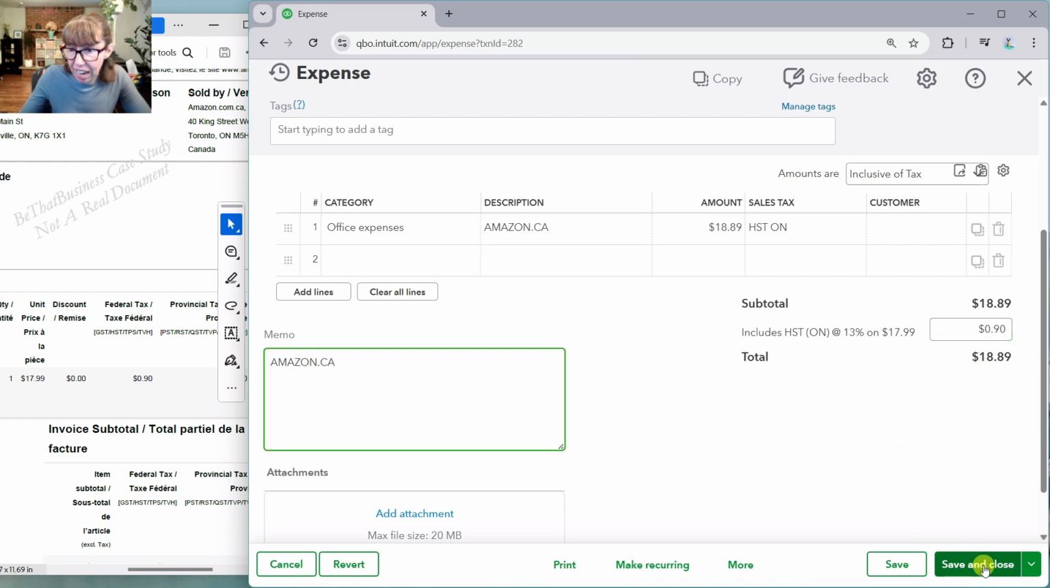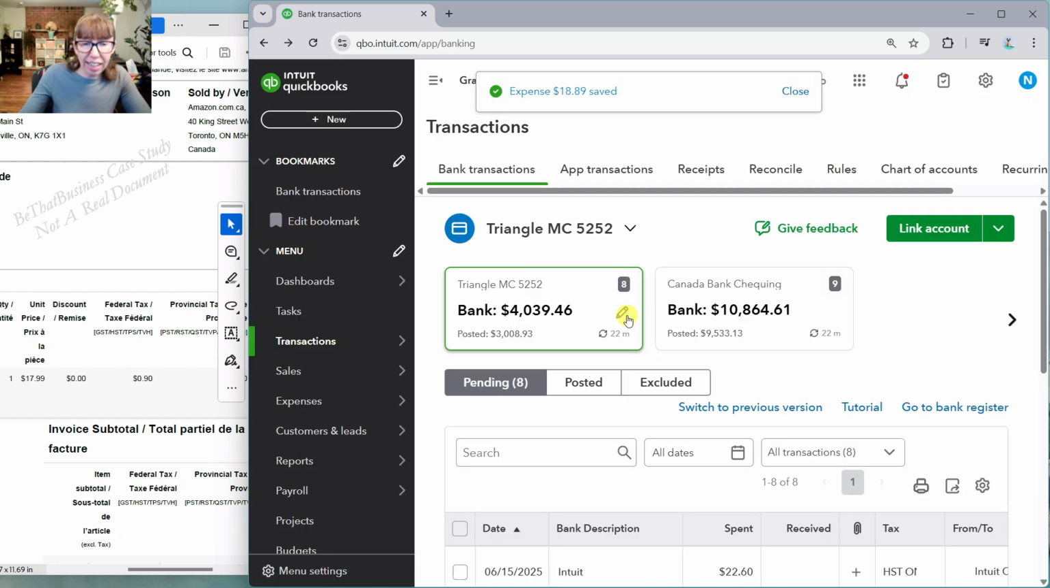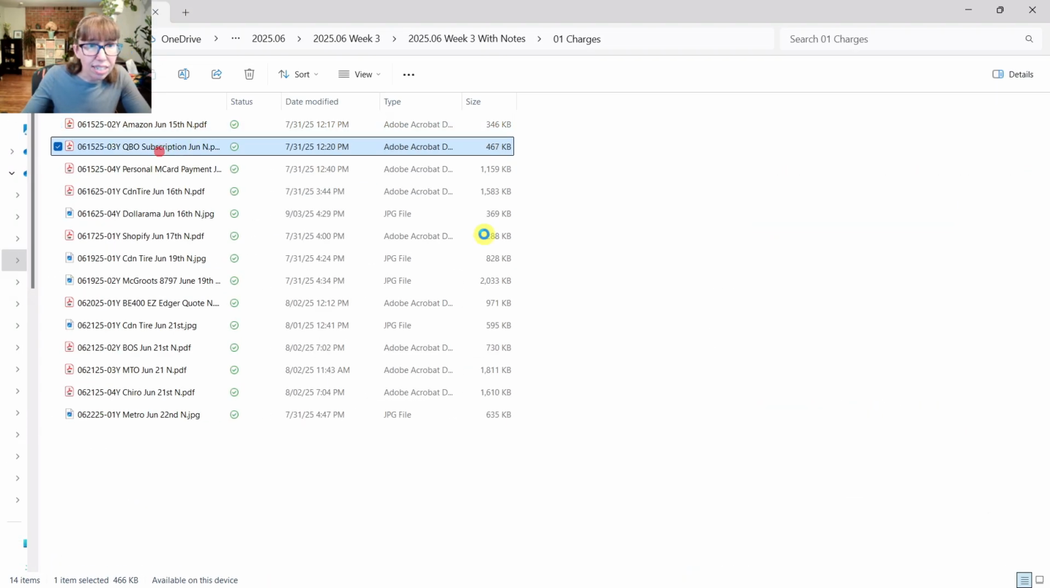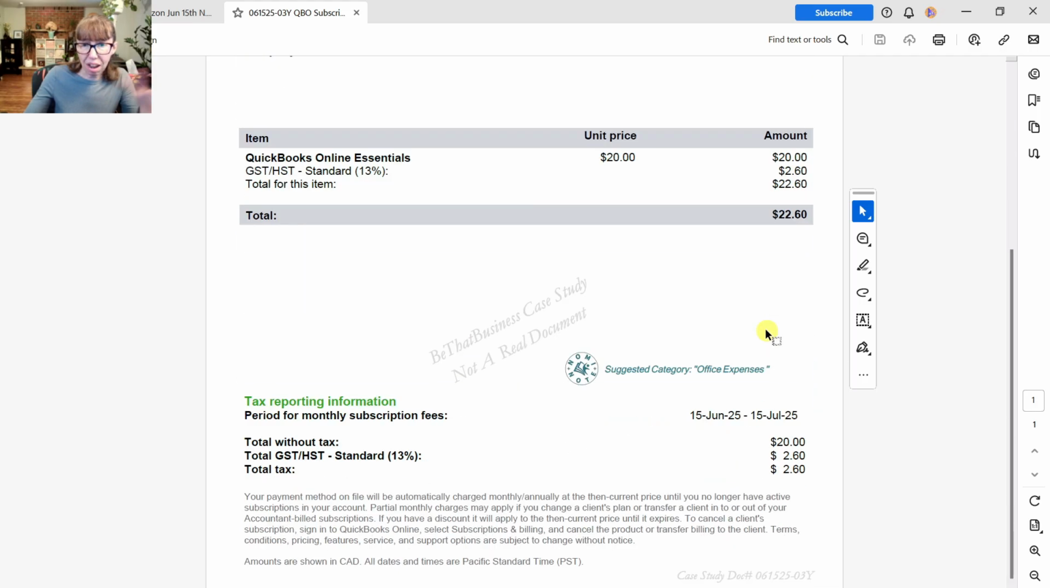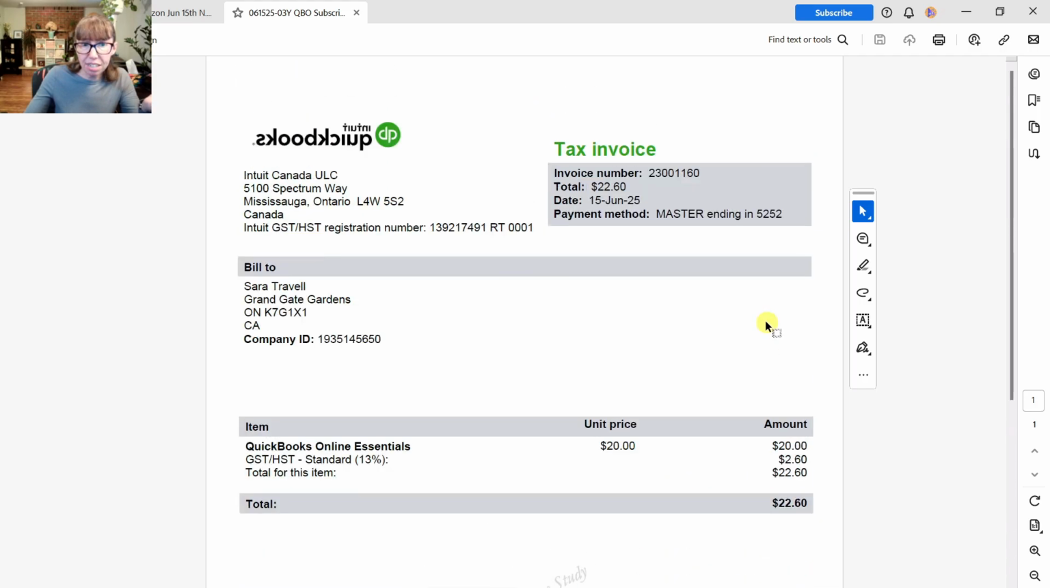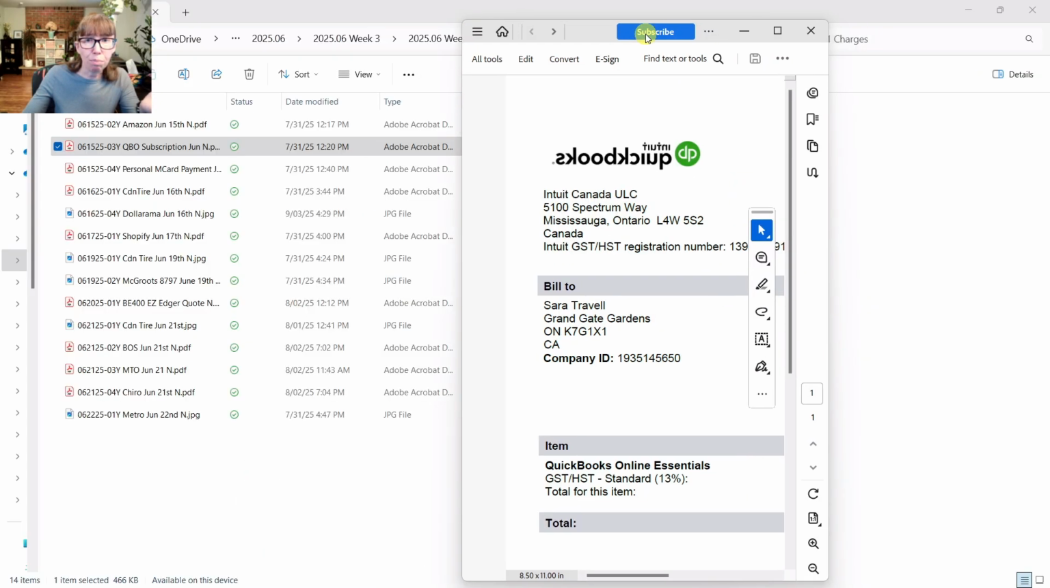We've changed this tax. We're going to go save and close. And now let's take a look at what the next item is in the list. Now we have a QBO subscription and we have all the information that we need. So let's go ahead and put this in.